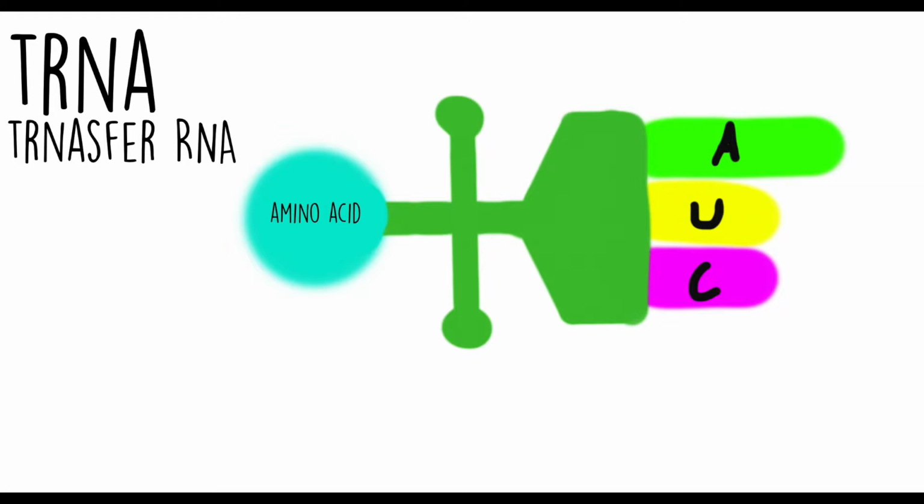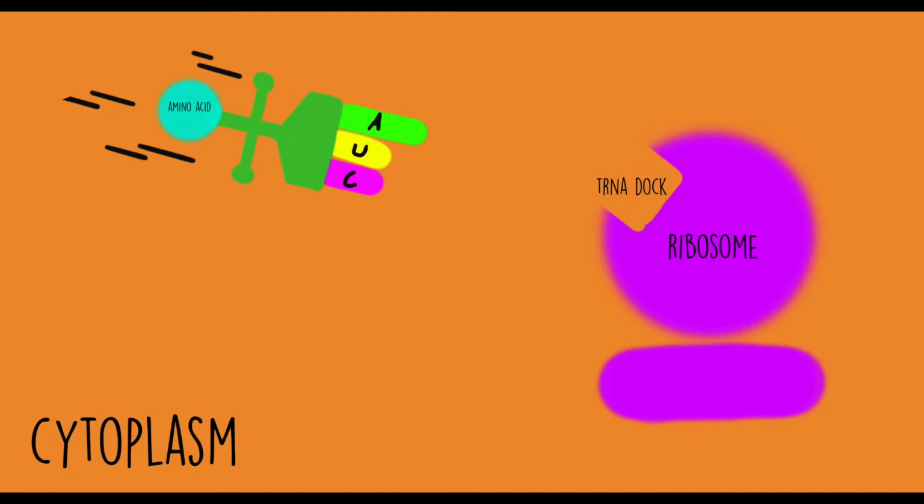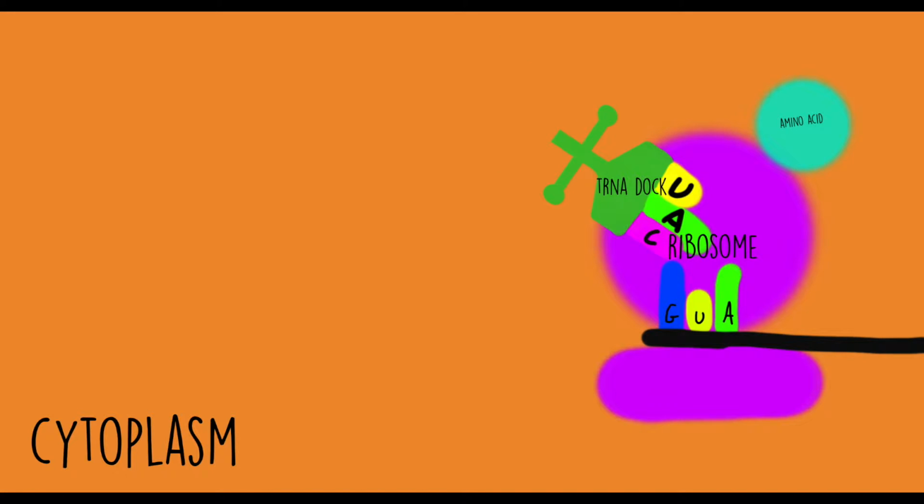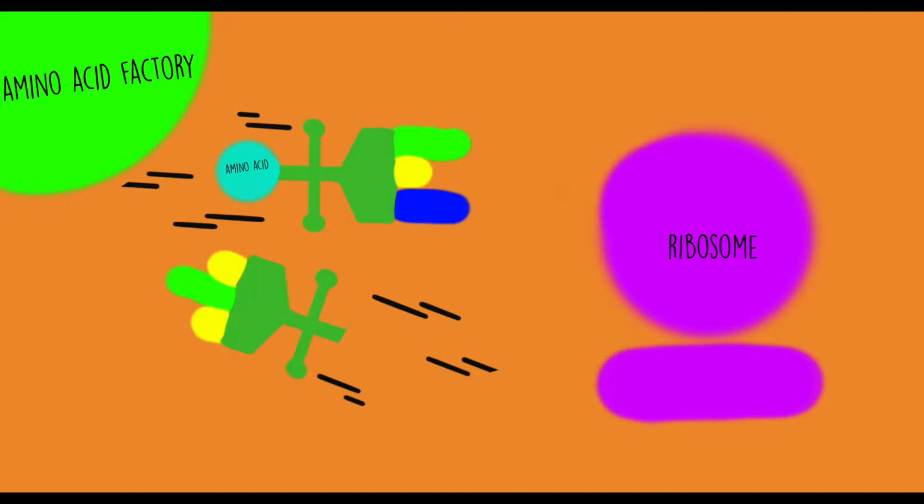tRNA, or transfer RNA, is responsible for carrying amino acids to the ribosome from the cytoplasm. It does not deliver the amino acid unless the correct mRNA code is matched. tRNA is found in the cytoplasm. It moves from the amino acid factory to the ribosome and repeats this process.